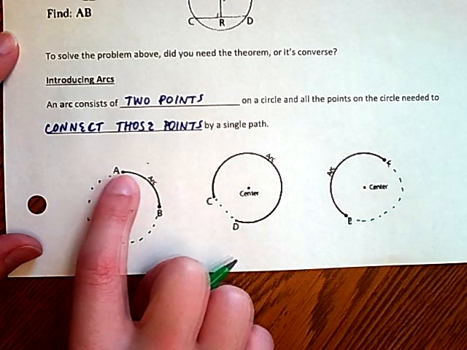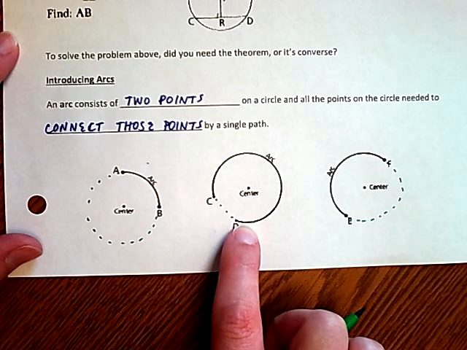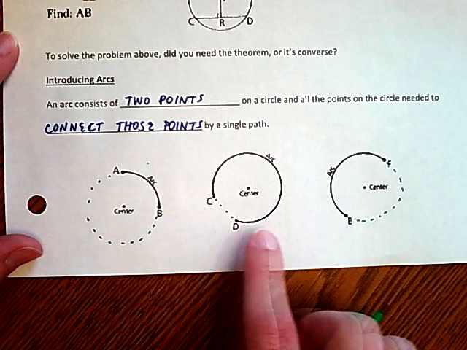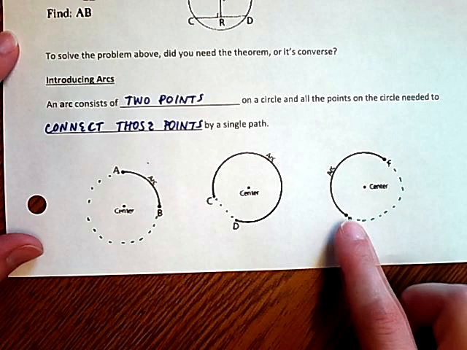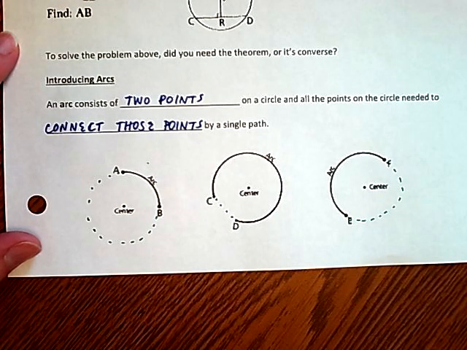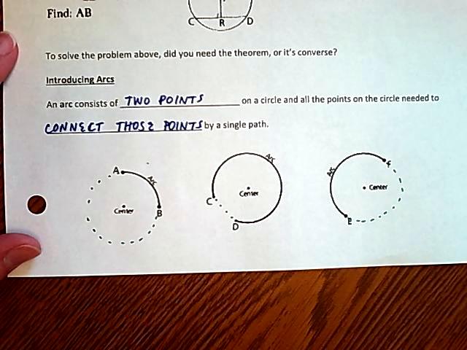So between A and B, there's an arc. Between C and D, we arced it the long way around this time, and then here E and F, they actually kind of look like if we connected them, it would form a diameter, and this is also an arc. Okay, so that's all that we're doing on the front. Now I'm going to flip to the back.